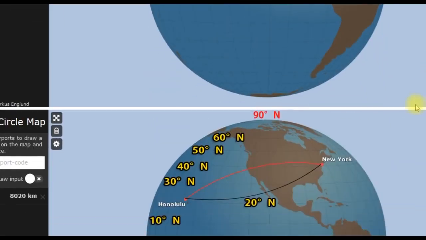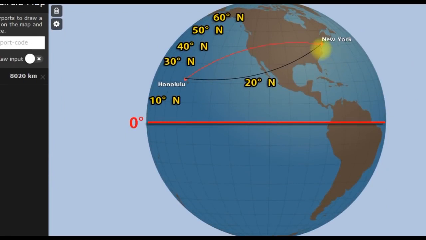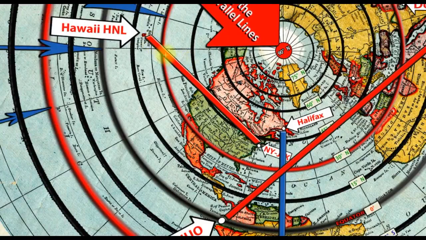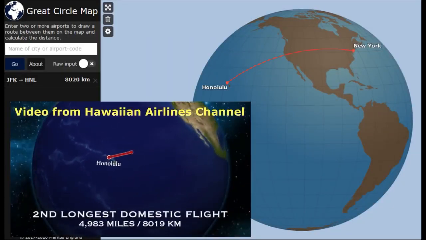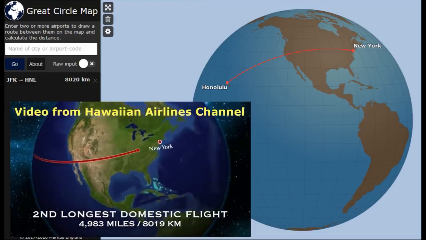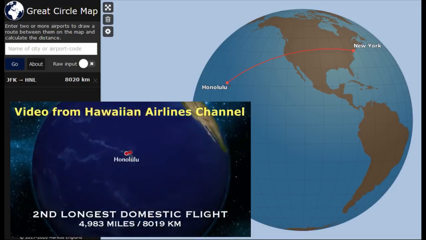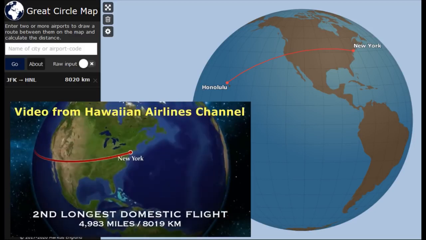But if you remember, we talked about this before. On a sphere, it really wouldn't matter whether this arcs north or south, because the distance of this arc is the same. But in real life, this arc here going south could never happen. And you know the answer for this. It's because it always has to fly on the inner side of the latitude line. That's how it goes. Even though the Hawaiian Airlines YouTube channel does have a video of a flight from New York to Honolulu arcing south, it does not really happen like that.